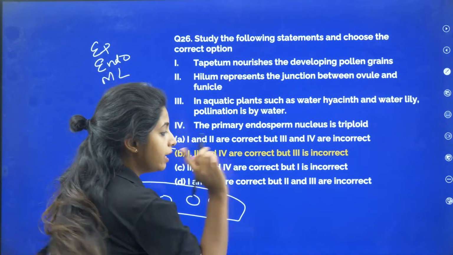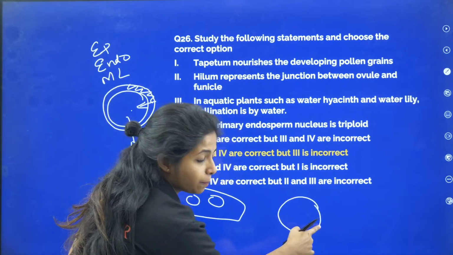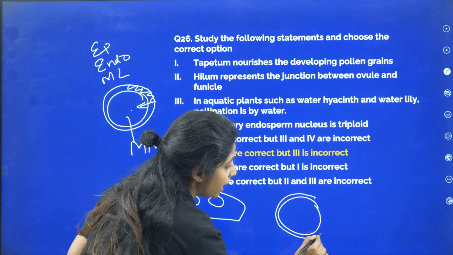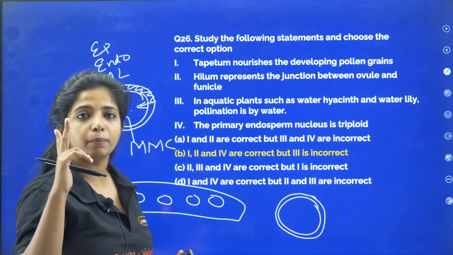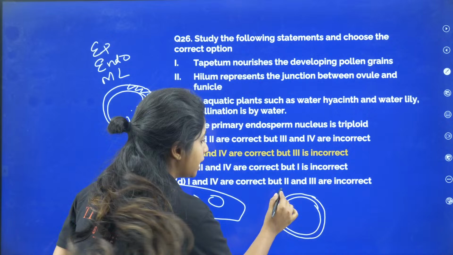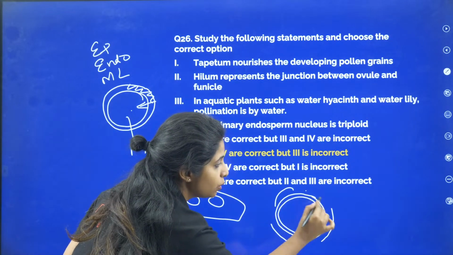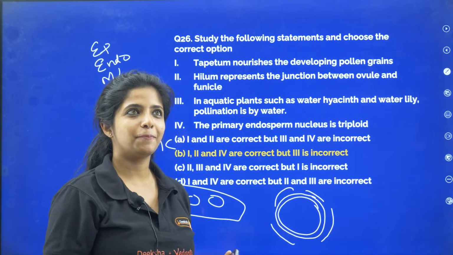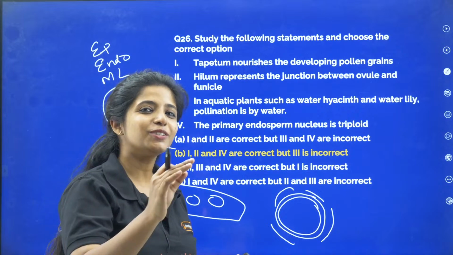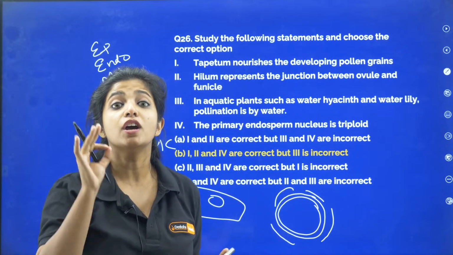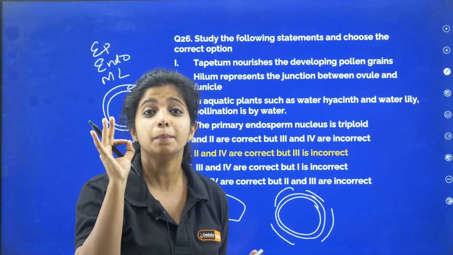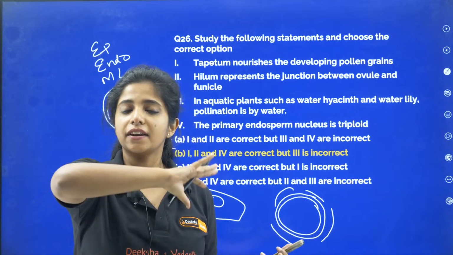How does a pollen grain look? Listen carefully. You have the pollen grain. This is the plasma membrane. Outside that, you have one layer known as intine, made up of 2 things, cellulose and pectin. Outside that, you have one more layer that is not continuous, known as exine. Exine is made up of sporopollenin, the most resistant material on earth. It can resist everything.